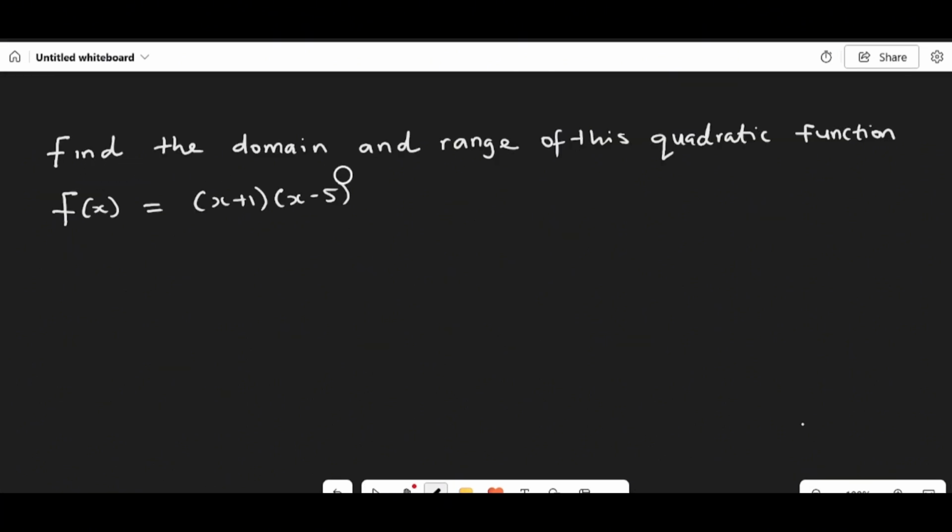Find the domain and the range of this quadratic function. And this quadratic function is in factor form. So the first thing that we have to do is to find the roots of the equation. Now for us to find the roots of the equation, we are going to equate this to 0.